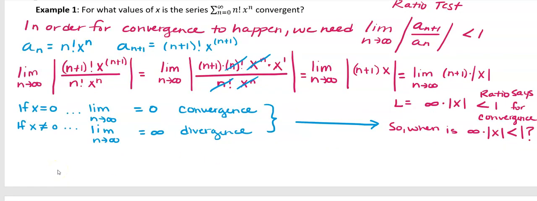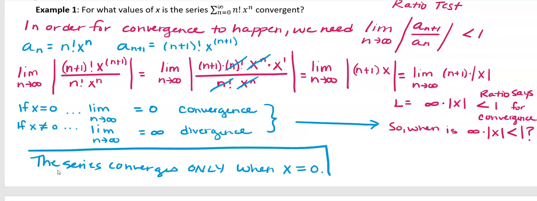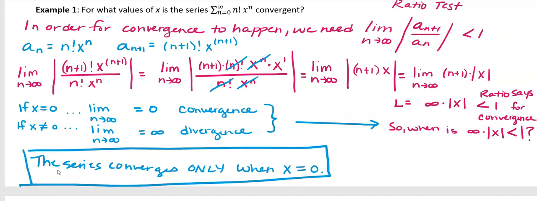So for our final answer, we would say the series converges only when x equals 0. So there is only one value of x that will make this convergent, and that x value is 0. Now, in just a few moments, we're going to talk about a slightly different way of writing the answers, but for now, this will work.